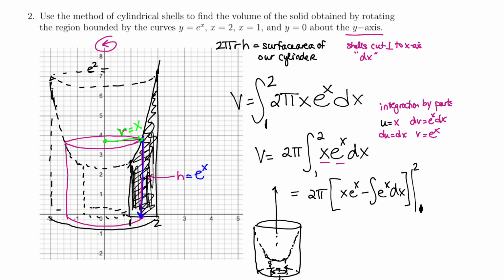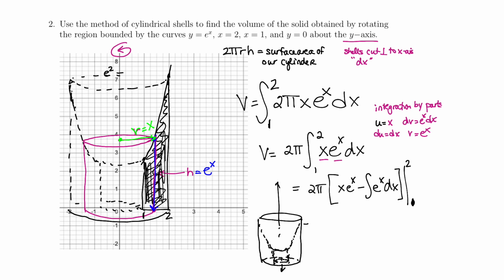Whoops, from 1 to 2, Tina. And that's just going to be 2 pi times, and the antiderivative of e to the x is just e to the x. So we have 2e squared minus e squared minus 1 e to the 1 plus e to the 1. Oh, that just goes away, doesn't it?